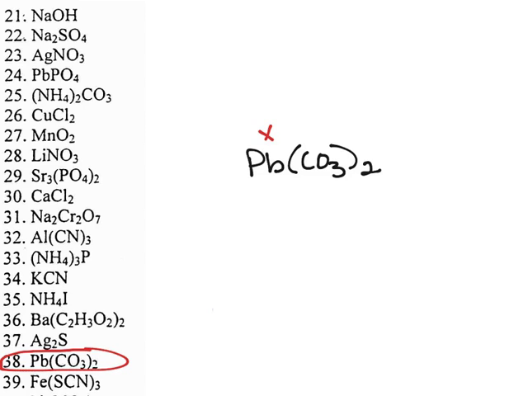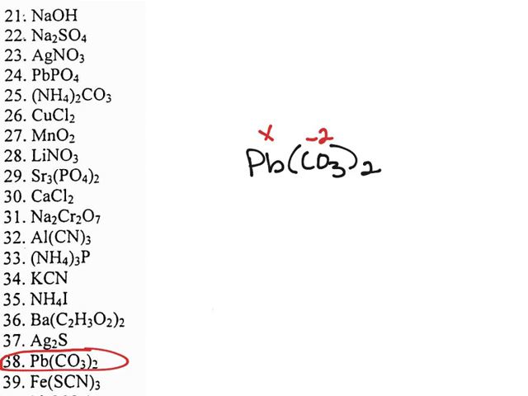And CO3 is a polyatomic ion. It's from our ion table. It has a -2 charge. Okay, so I can do this on inspection. CO3 has a -2 charge, and there's 2 of them. 2 times -2 is -4. So what does lead have to be to cancel out a -4 charge? Oh, okay, it has to be a +4 charge.